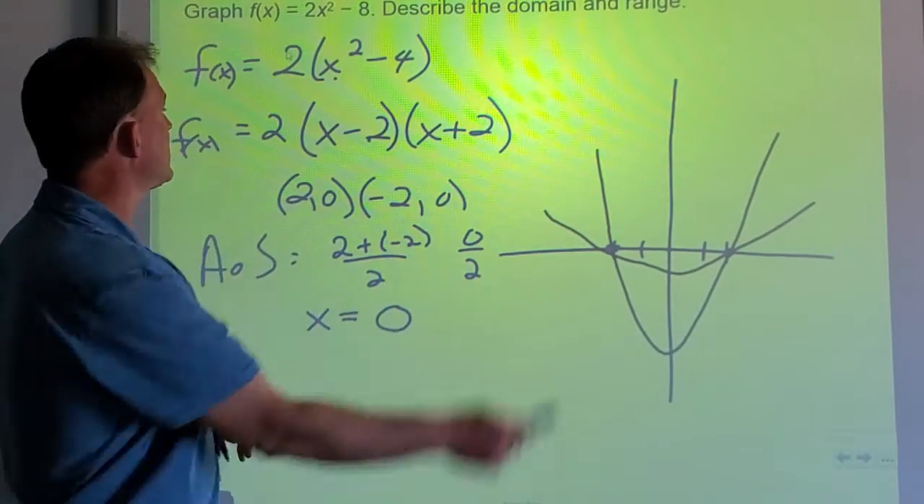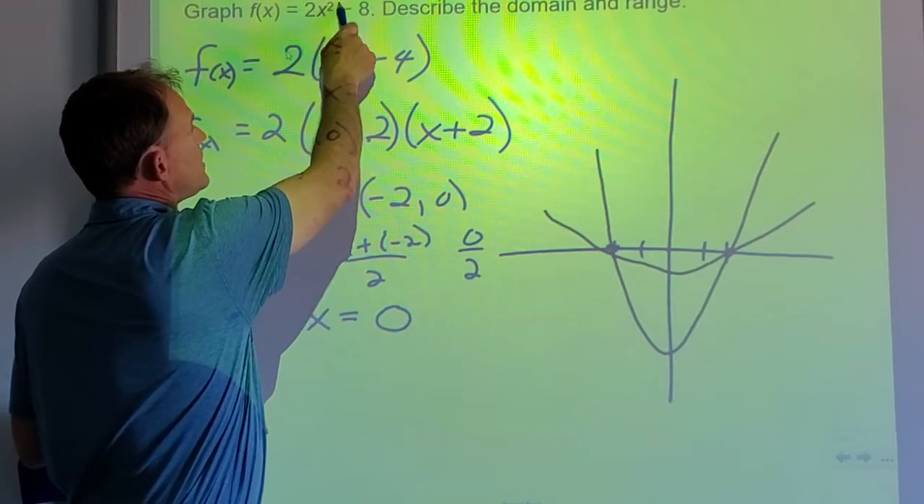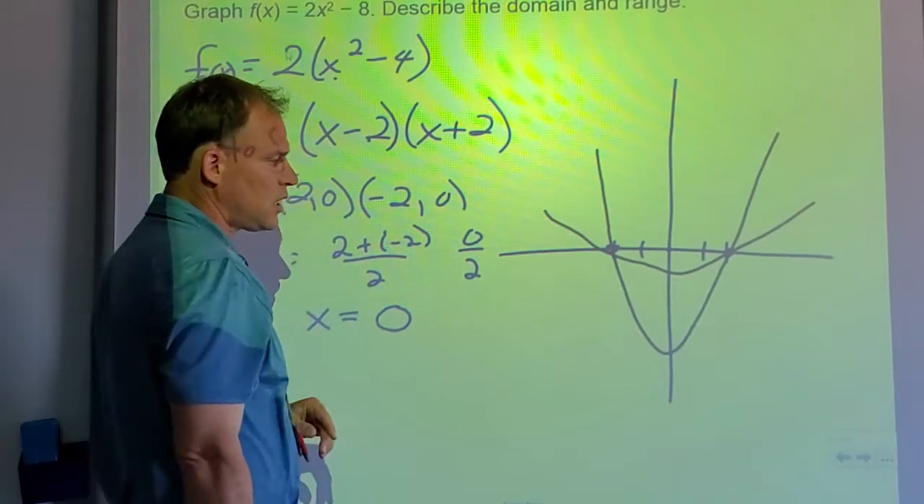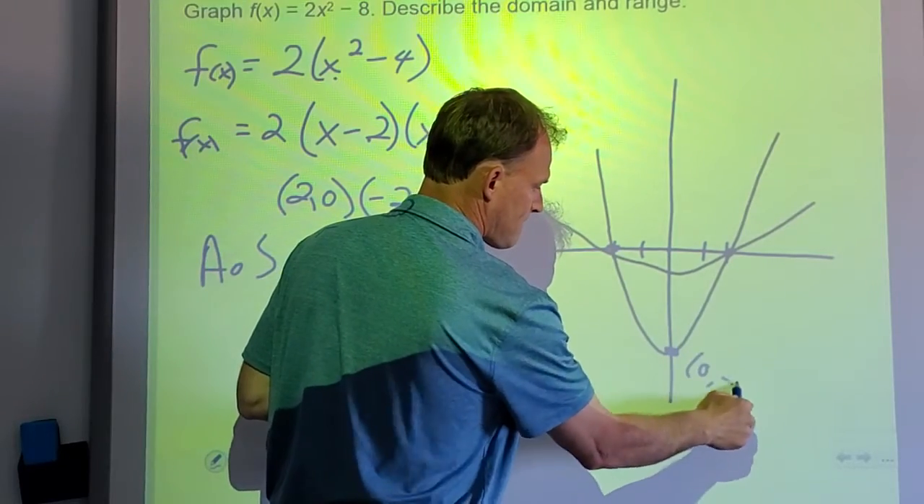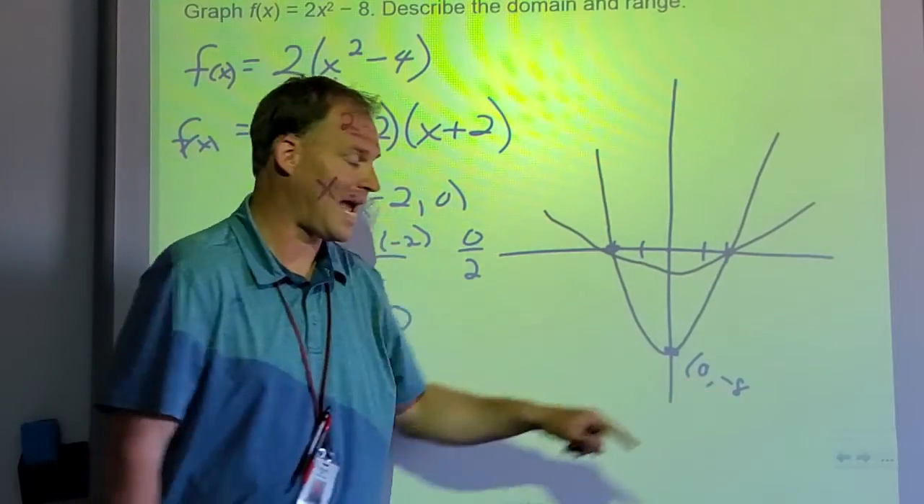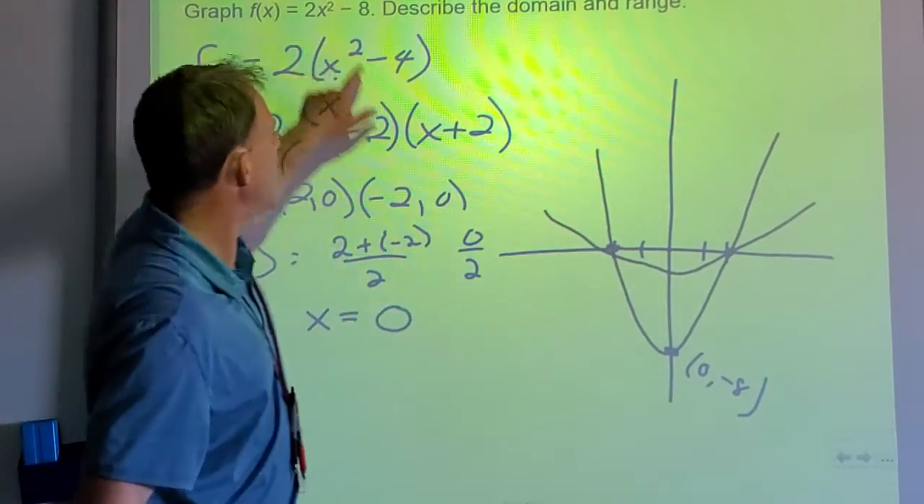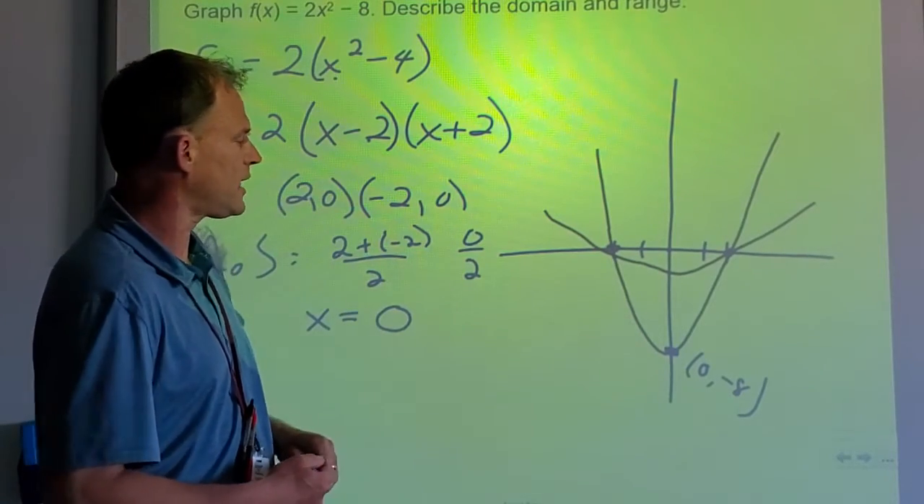So now I plug in 0 back into my original problem. 0 squared times 2, minus 8, is negative 8. So I know my vertex is like down here at negative 8. I plugged in 0, I got out negative 8. It won't always just be that number out there. All right, so there's my vertex.